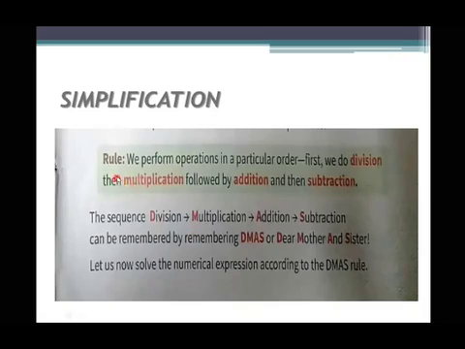Next, let us see simplification. So far we have learned addition, subtraction, multiplication and division. Now if they give all the operations in the same sum, like division, subtraction, multiplication and addition, how are you going to simplify? This is what we will learn here. What is the rule for that? We perform operations in a particular order. First we do division, then multiplication, followed by addition, then subtraction. So here is a rule.